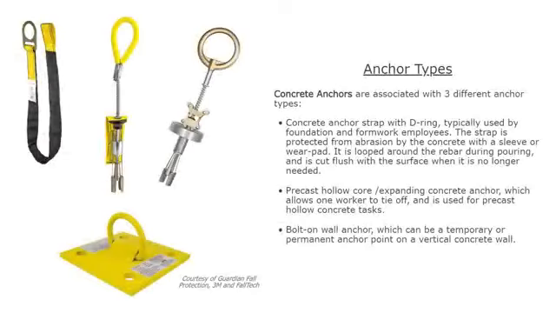Anchor types. Concrete anchors are often associated with 3 different anchor types. Concrete anchor strap with D-ring, typically used for foundation and formwork employees. This strap is protected from abrasion by the concrete with a sleeve or wear pad. It is looped around the rebar during pouring and is cut flush with the surface when it's no longer needed. Precast hollow core concrete anchor, which allows one worker to tie off, is often used for precast hollow concrete tasks. Bolt-on wall anchor, which can be a temporary or permanent anchor point on a vertical concrete wall.